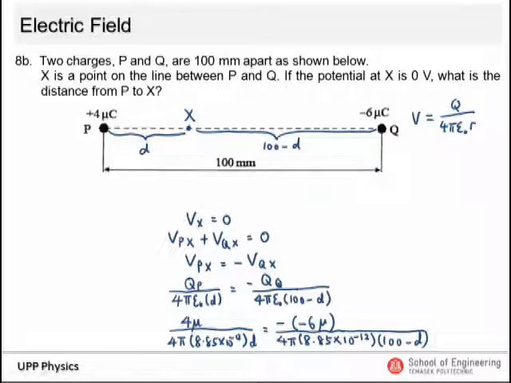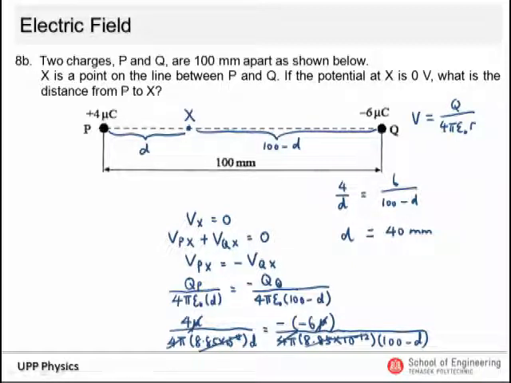So let's solve this equation. The micro can cancel on both sides. The 4 pi also can cancel on both sides. The epsilon will also cancel on both sides. So what we are left with is just 4 over d is equal to 6 over 100 minus d. And upon solving, d is equal to 40 mm. Why is it 40 mm? Because we leave our length in millimeters.